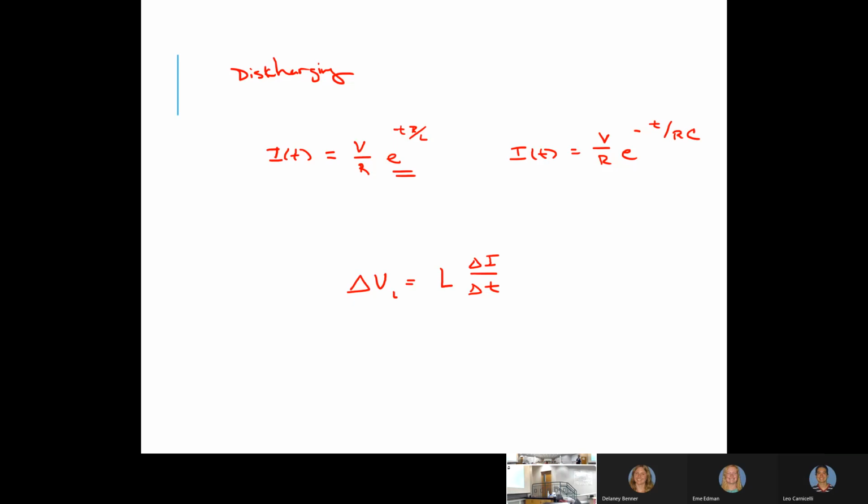So you throw the switch, the current changes dramatically at the beginning, but as time progresses, the current changes less and less, and so the inductor acts more and more like a perfect wire. Yep, good question.